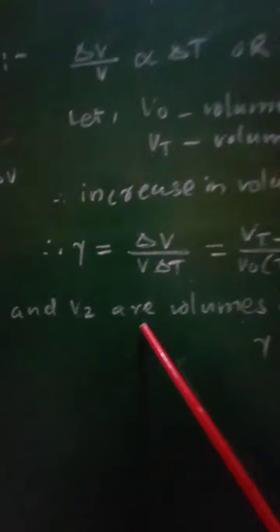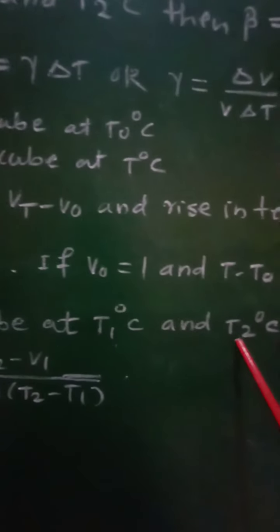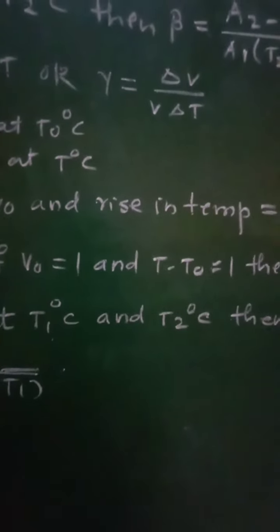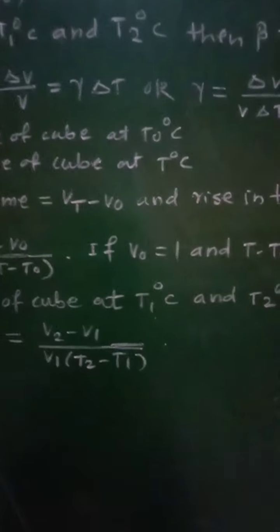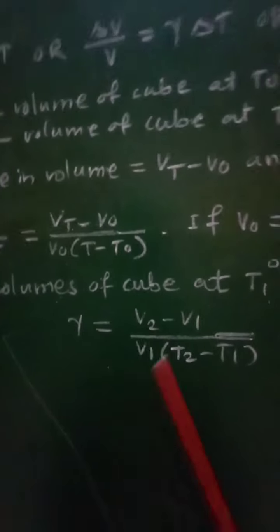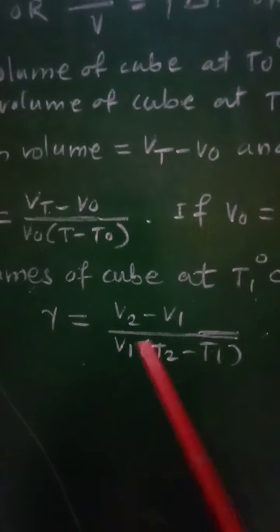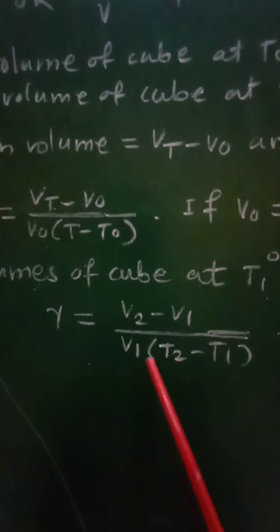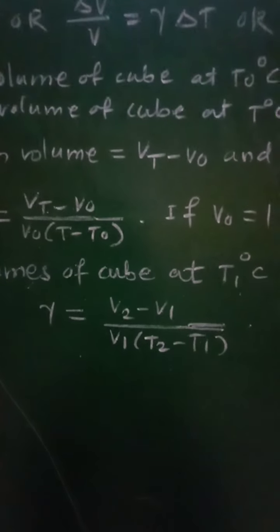Now, if phi 1 and phi 2 represent the volumes of the cube at T1 degree Celsius and T2 degree Celsius temperatures respectively, that is, at temperature T1 the volume is phi 1, and at temperature T2 the volume is phi 2, then we can write gamma is equal to phi 2 minus phi 1 upon phi 1 into T2 minus T1. So this will be regarding the volume expansion of the solid.